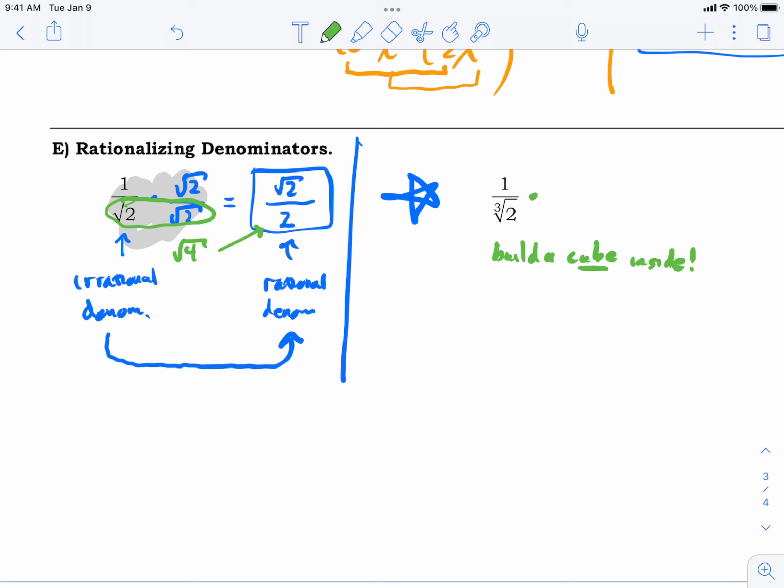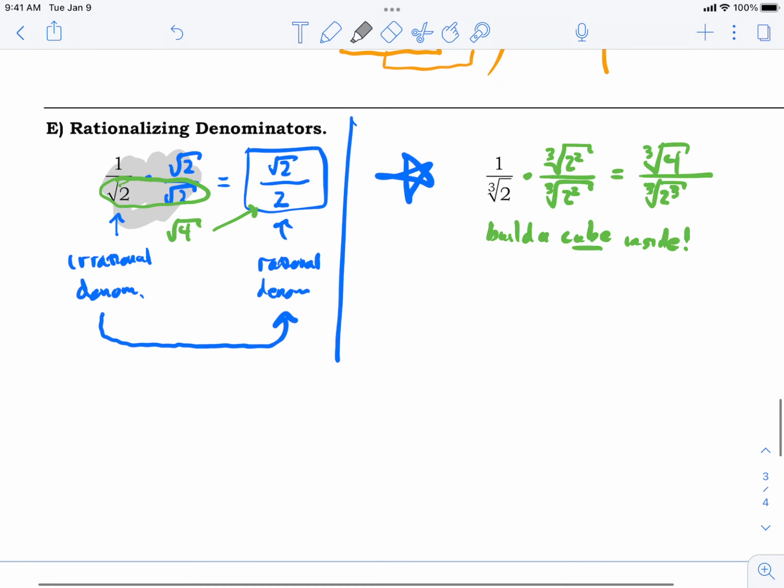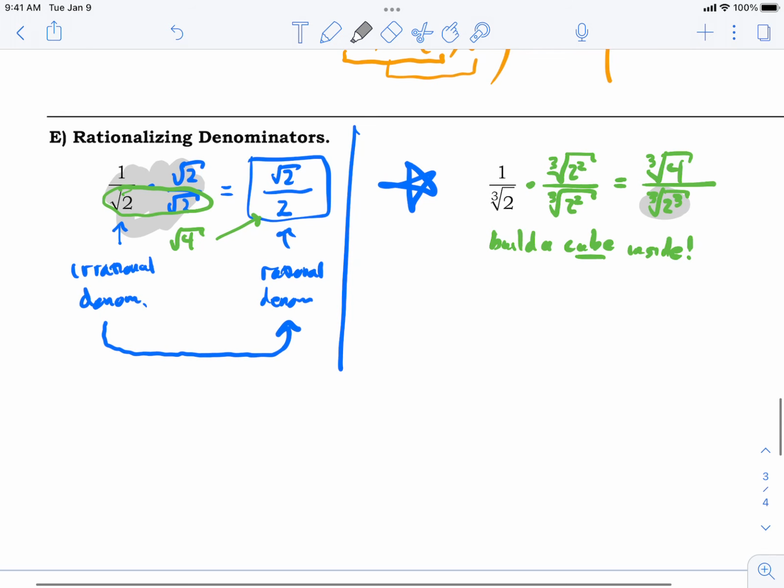Well, you might think of 2 as just 2 to the 1. So to get it to be cubed, you would want to multiply top and bottom not just by 2, but by 2 squared. Get it? 2 squared. Because when you multiply cube root of 2 times the cube root of 2 squared, that would be the cube root of 2 cubed. You can call that an 8 if you want. 2 squared is a 4, really. But the point is that this does simplify. The cube root of 2 cubed does enable us to simplify.